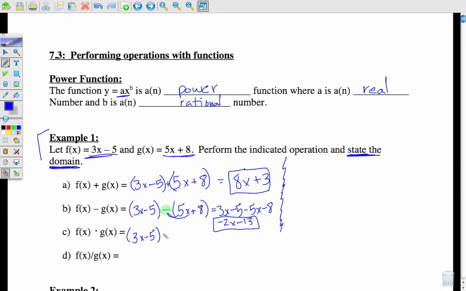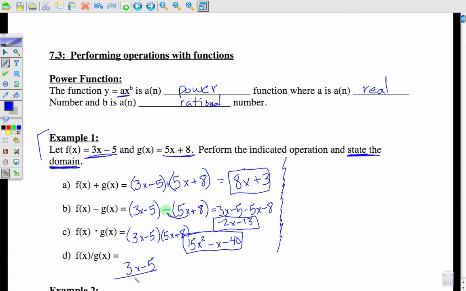Multiplying these, from the previous slide, you know that if you've got two things jammed together multiplied like this, you double distribute. Double distributing the 3 in there, getting the 5 in there, you should end up with a 15x squared minus x minus 40. We'll get to the domain of that in a second. And the last one is division.